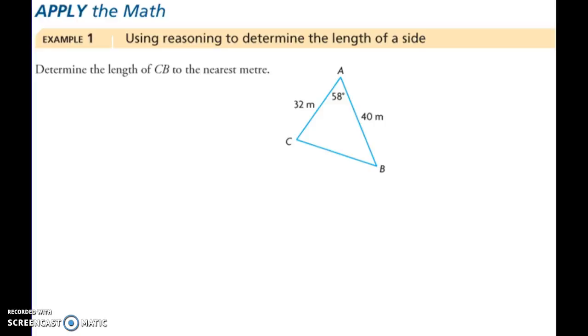Okay, we're on section 3.3. We're talking about cosine law. I'm doing example 1 on page 132 of the textbook.